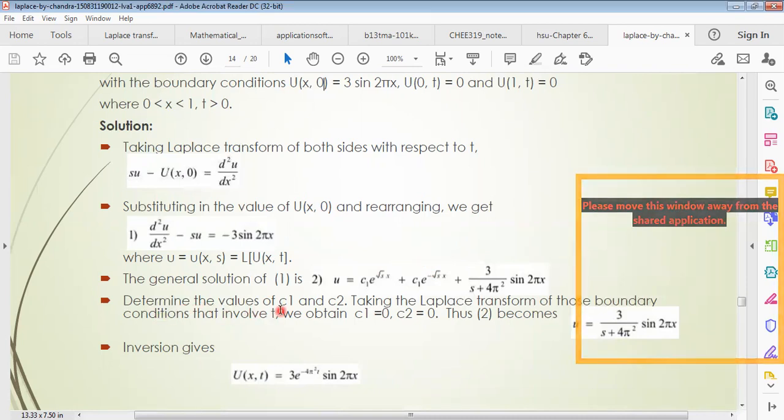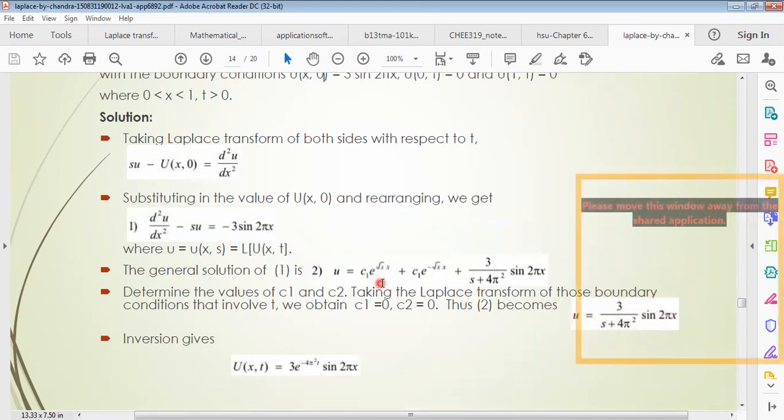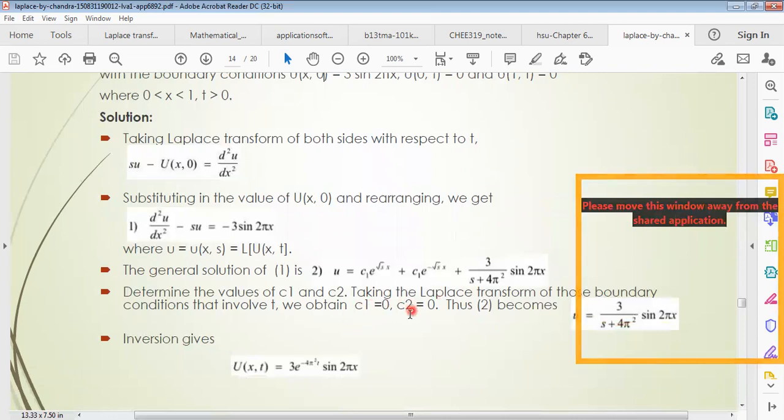Now determining the values of C1 and C2, taking the Laplace transform of those boundary conditions that involve t, we can obtain C1 equals 0 and C2 equals 0. Thus, U becomes this. C1 is 0 and C2 is also 0, just using the boundary conditions, these given conditions. When x equals 0, we get U(0, t) equals 0. And when we put x equals 1 and t equals t, then we get another one. So after solving for C1 and C2, we get 0.